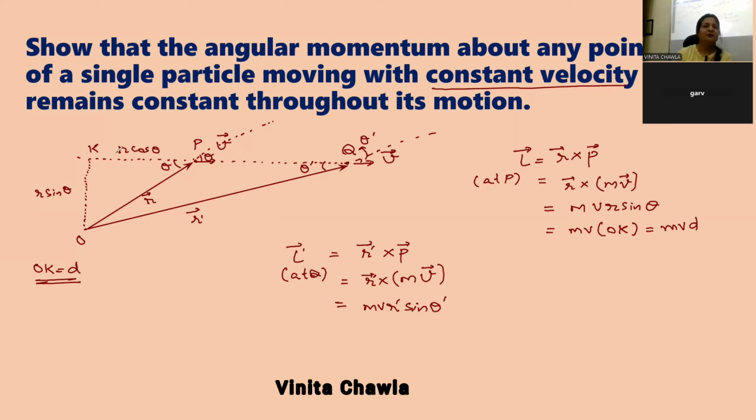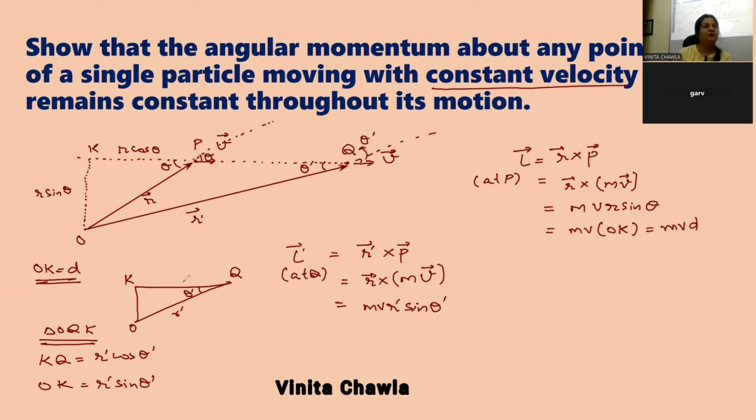Okay. Now look at this triangle OQK. Look at triangle OQK, we have r dash. So KQ is r dash cos theta dash and OK is r dash sin theta dash. No, it is like this. This angle is theta dash. This is r dash. This is O, K, and Q. We can resolve this in horizontal and vertical components and write this.